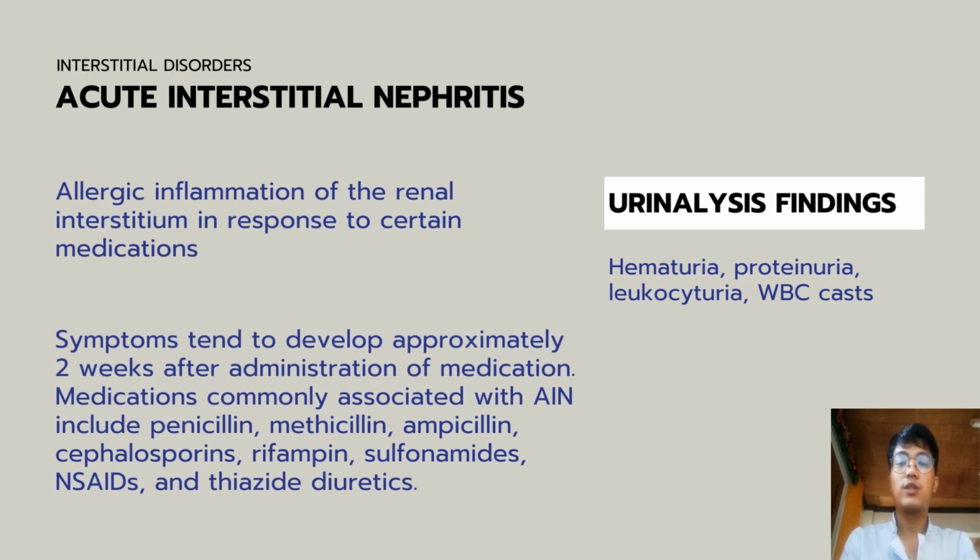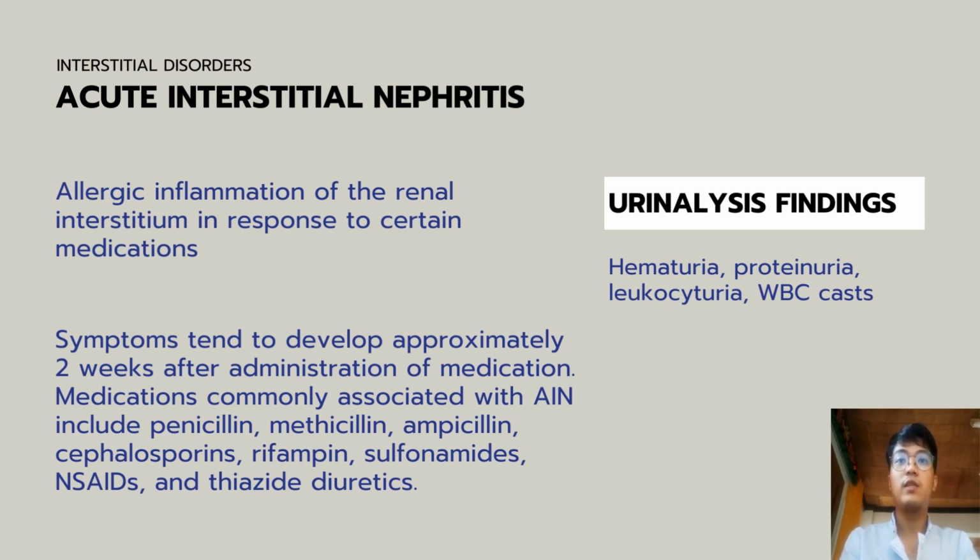Lastly, we have acute interstitial nephritis or AIN. It is marked by inflammation of the renal interstitium followed by inflammation of the renal tubules. Patients present with a rapid onset of symptoms relating to renal dysfunction including oliguria, edema, decreased renal concentrating ability, and possible decrease in glomerular filtration rate. Fever and the presence of skin rash are frequent initial symptoms.